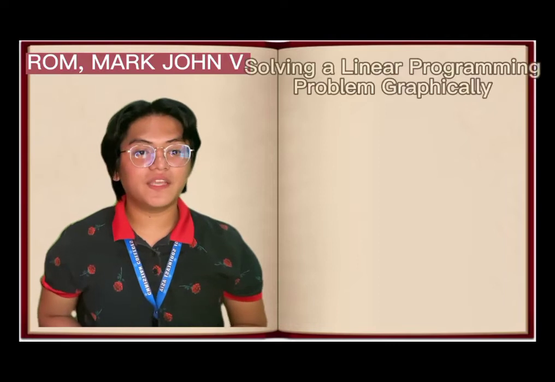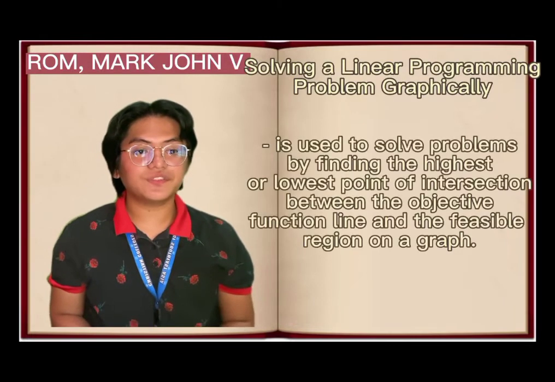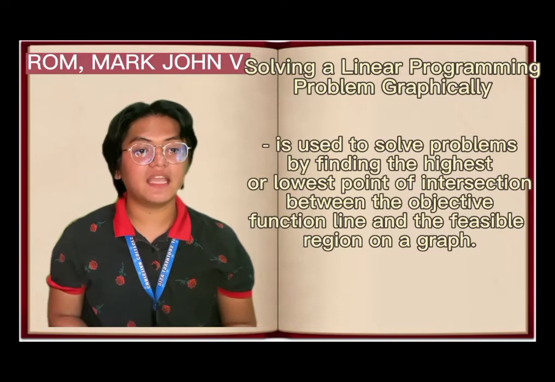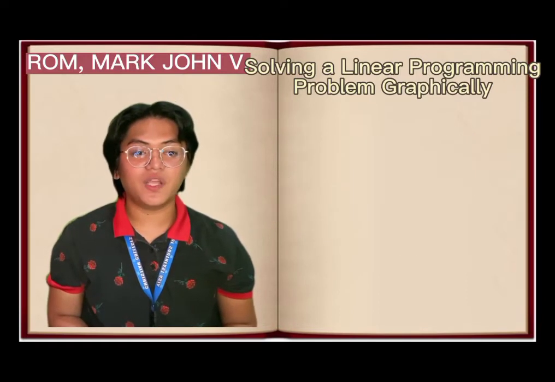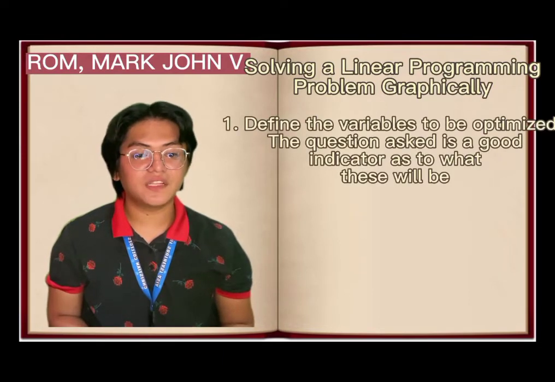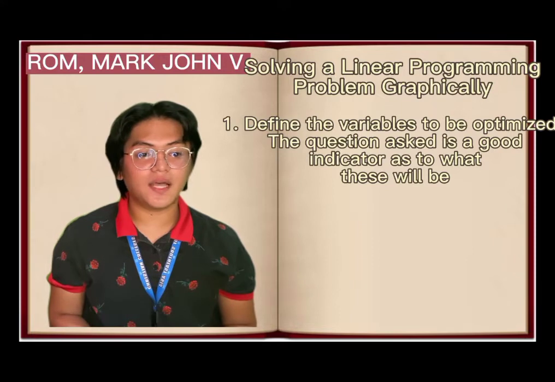Lastly, let's talk about solving a linear programming problem graphically. It's used to solve problems by finding the highest or lowest point of the intersection between the objective function line and feasible region on a graph. There are 7 steps to solve a linear programming problem graphically. Number 1, define the variable to be optimized. The question asked is a good indicator as to what this will be.